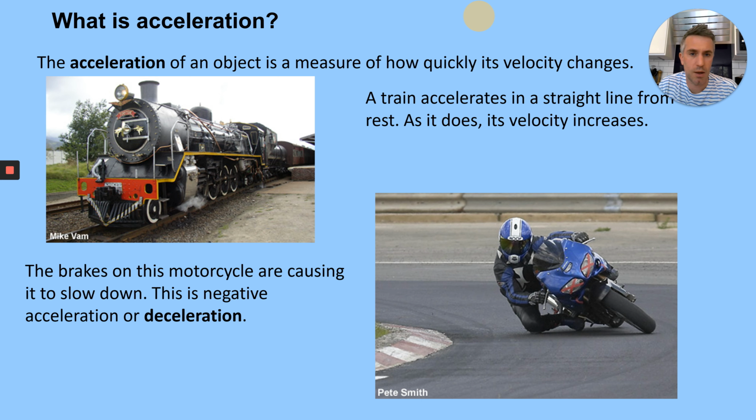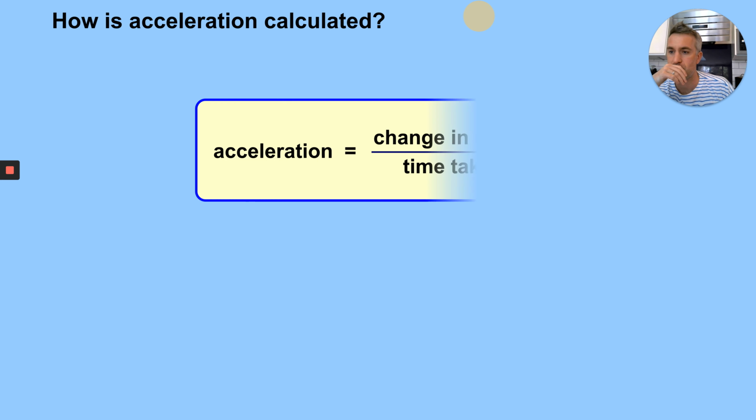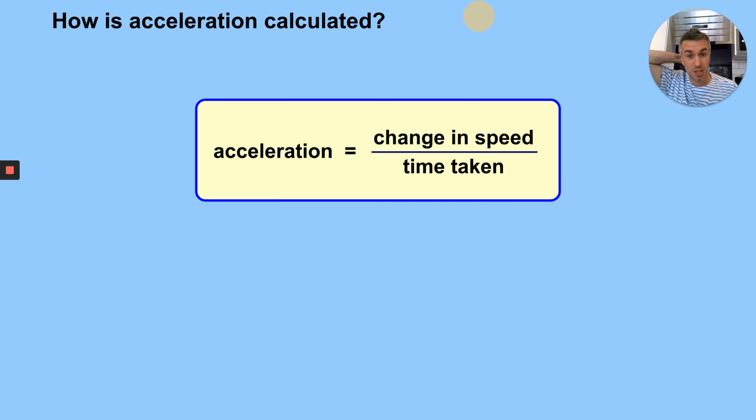It's tricky. How do you calculate acceleration? Well, because it's about speed changing, you need to put the change in speed in there. So acceleration is equal to the change in speed over how long it took that speed to change. It might be easier if we do an equation with a practice, but write that one down, please. Acceleration equals change in speed divided by time taken.